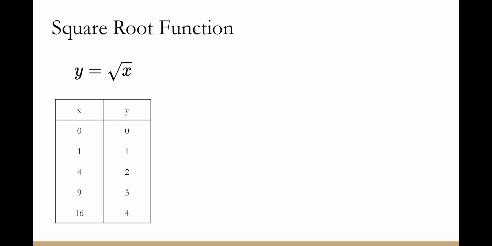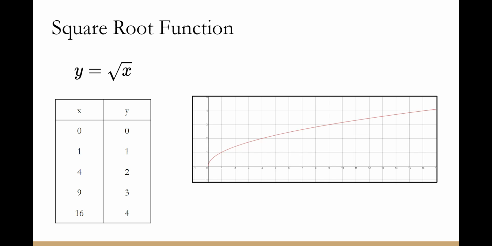And since we find the square root of that, we would get y is equal to 0, 1, 2, 3, and 4. And if we were to graph that on a graph, we would get this.